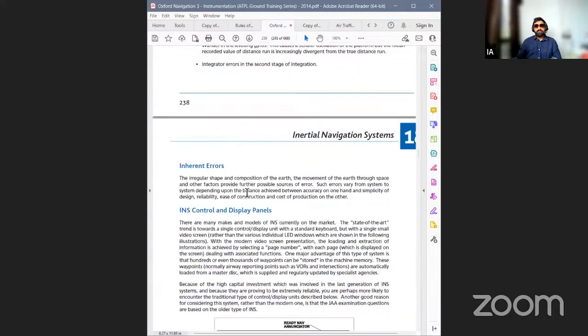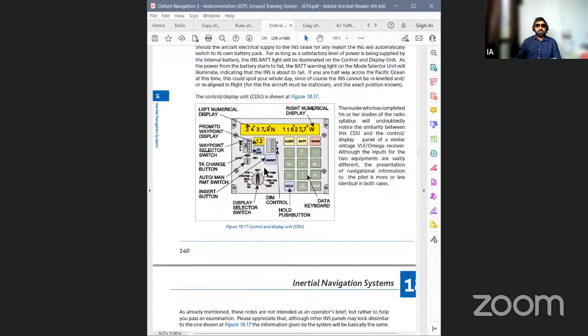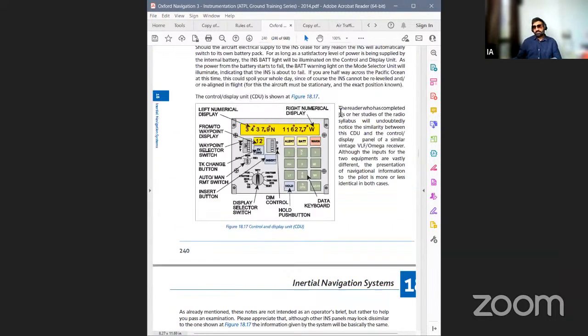You can read for the errors, it's fine if you don't read. And then whenever you get time in future, you can just go through this. Anyway, you'll be learning this in your type rating and for your ATPL exams, how to operate the control and display unit for an INS.